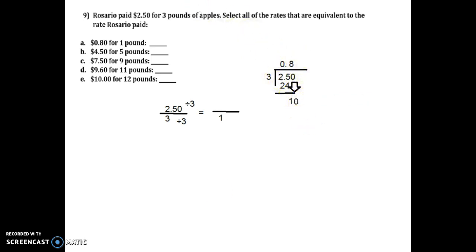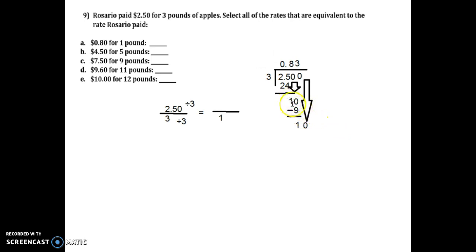3 times what equals 10? Well, we know 3 times 3 is going to get me close. 3 times 4 is 12. That's too much. 3 times 3 is 9. So 10 minus 9 equals 1. Now what do I do? There's nothing to do, right? Well, no. We have decimals after already, so we can add our 0 and bring this guy down, which is going to be a 0 here.